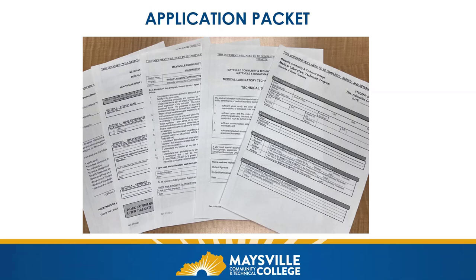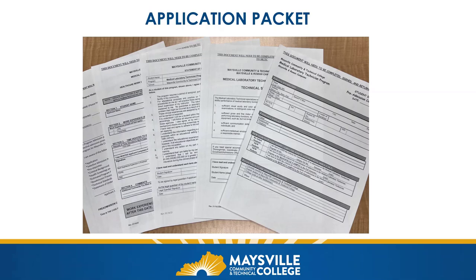The second packet of information that can be found on the website is the actual application materials. The first of these forms is a student data form. You want to make sure to complete your personal information, including your KCTCS email as well as a personal email. Also make sure that you designate which campus you are applying for, Maysville or Rowan campus, as well as the year of admission.